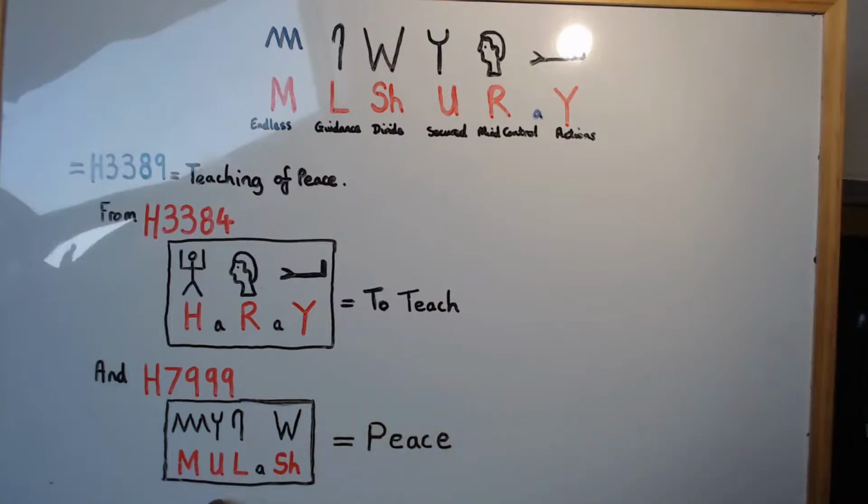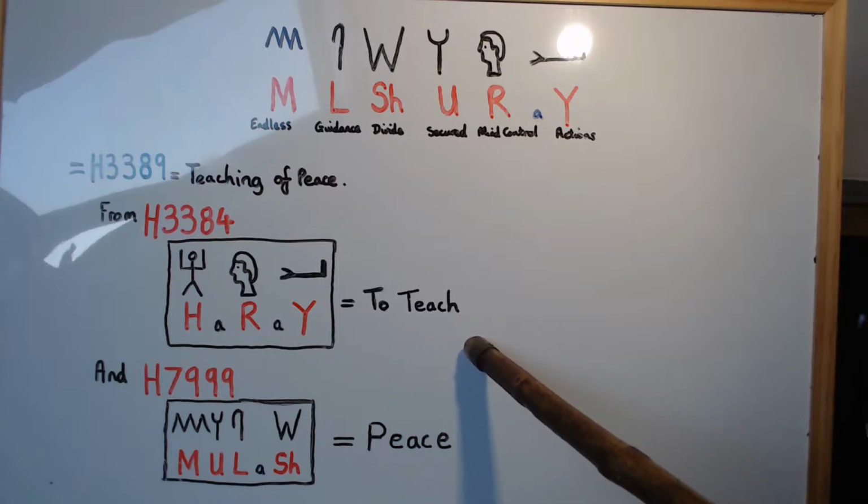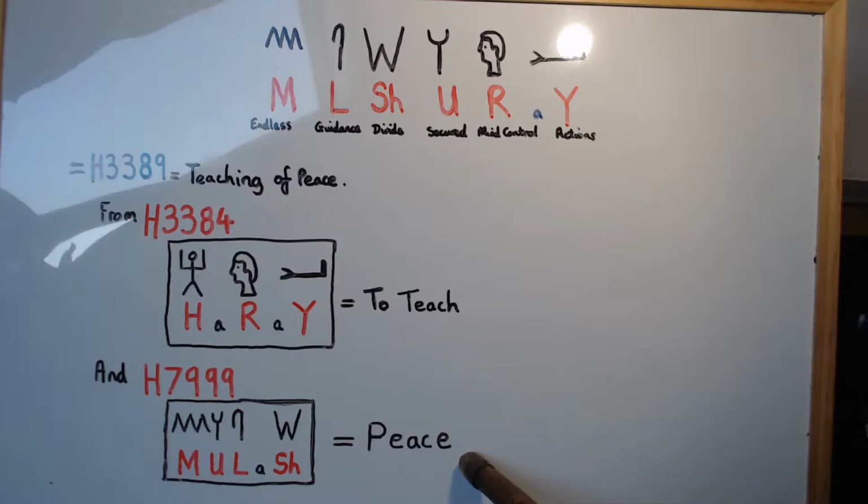And the next part of the word is this one underneath, which is the number H7999, which is Shalom, which means peace. So put those two together, it means to teach peace. Shalom being peace, Yara being to teach or to show. So the name of the city in Israel, the meaning behind it is to teach peace, which throughout history most people have fought wars and battles over, and it all seems to be a bit hypocritical, really, doesn't it?